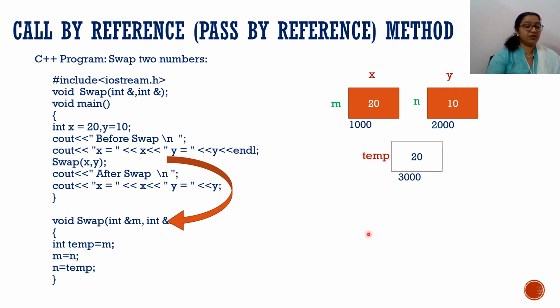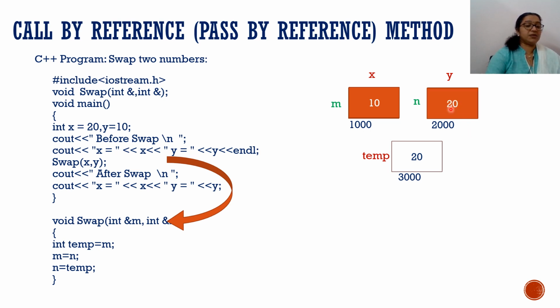Now, int temp is equal to m. So temp is a separate one. Temp is equal to m means the value of m, which means the value of x itself. We are copying it to temp now. Then m is equal to n. So we are copying the value of n to m, the same as y to x. See the change? So we copy it to m. Now n is equal to temp. So the value of m is now in temp. So this value we want to get in y, or n here.